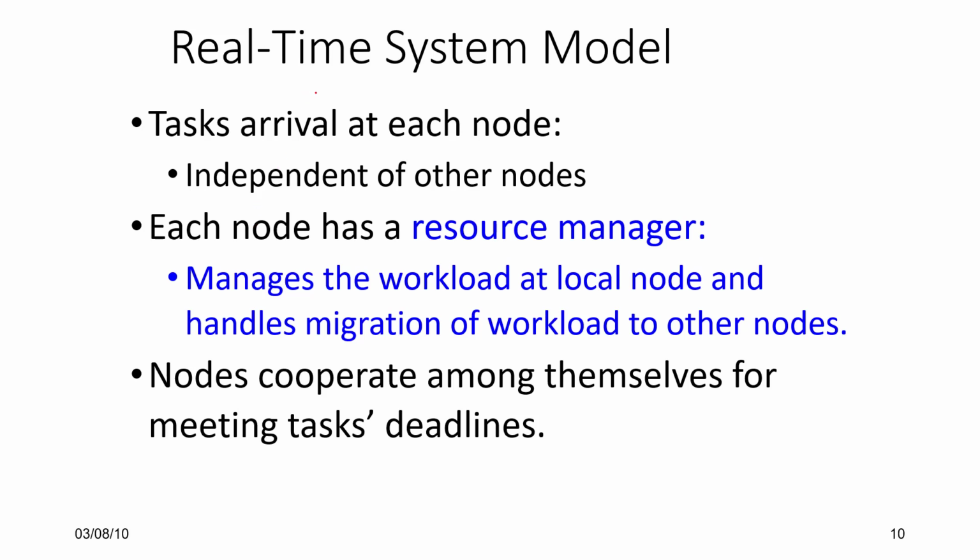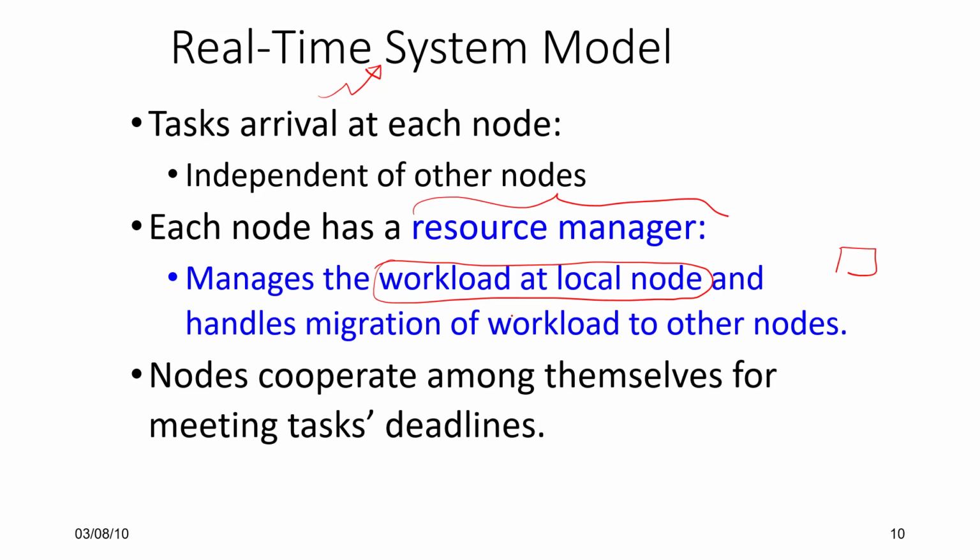So this is where we come to the real-time system model, which is that tasks arrive at each node independent of the other nodes. Every node will have a resource manager whose job is to manage the workload at a local node. Basically, meaning all the tasks that are arriving at it, how to execute, when to execute, their scheduling. And furthermore, it's possible that a local node could get overloaded. Right? It could have a lot of work.